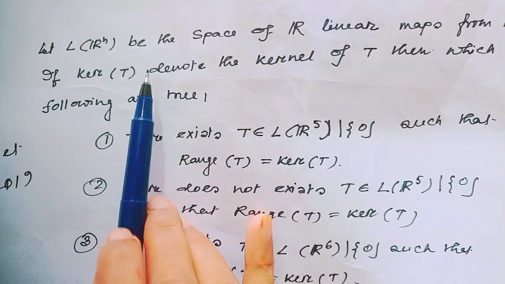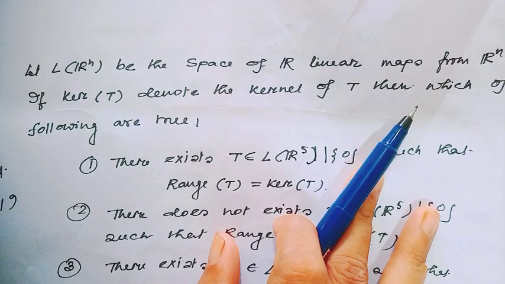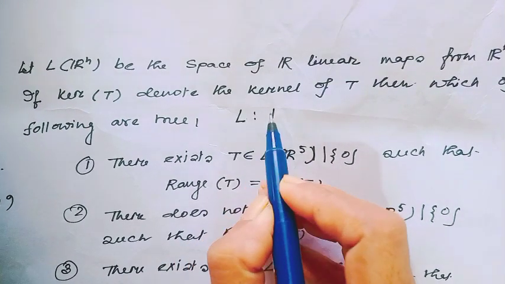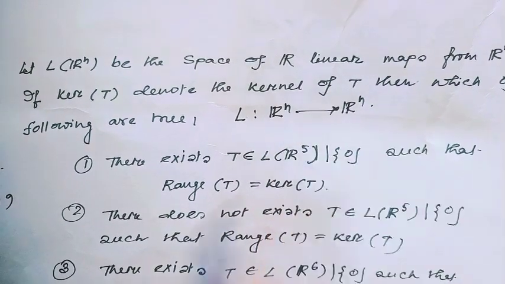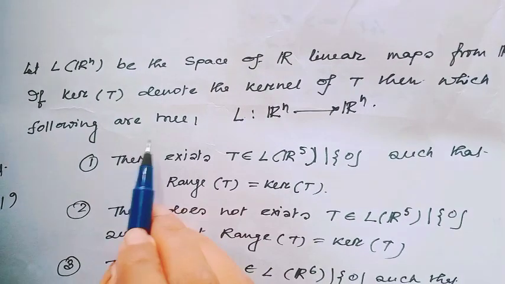let L(Rn) be the space of linear maps from Rn to Rn. That means this is a linear operator from Rn to Rn, and ker T denotes the kernel of T. Then which of the following statements are true?